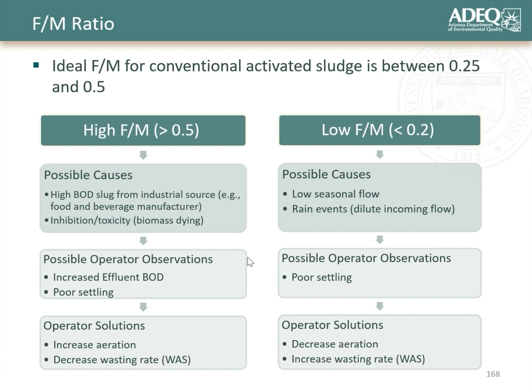The solution to this is to decrease aeration if you're over aerating, maybe. And secondly, increase wasting at this point to bring down the microorganism population so it's a little bit more in balance with the amount of food that's coming in.